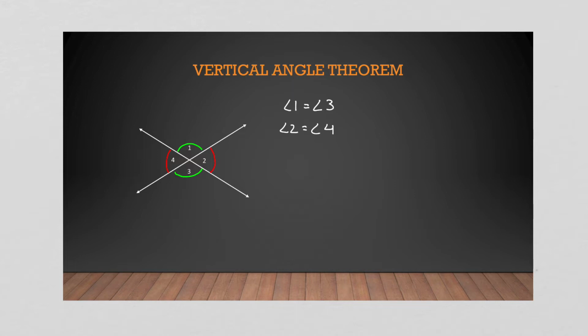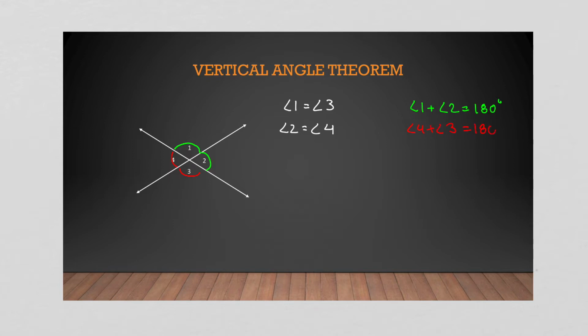So is this true? And we can prove this using supplementary angles. Remember, the whole word supplementary came down to angles that add up to 180 degrees. So we know that angle 1 plus angle 2 is equal to 180 degrees. There are two angles that create a straight line. We also know that angle 4 plus angle 3 is equal to 180 degrees.